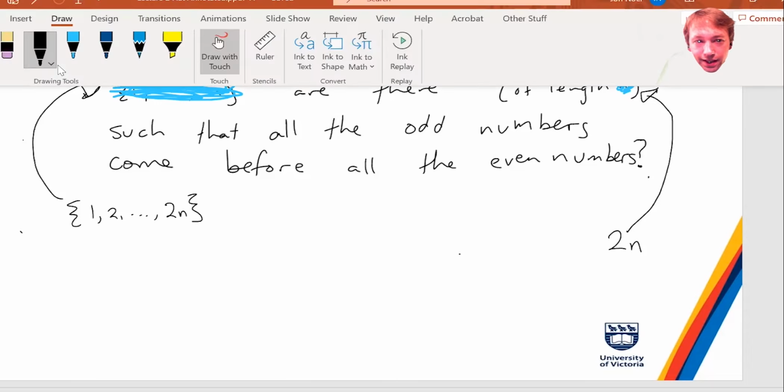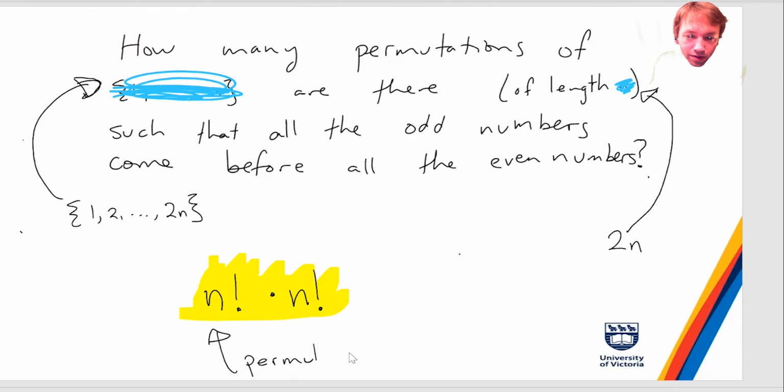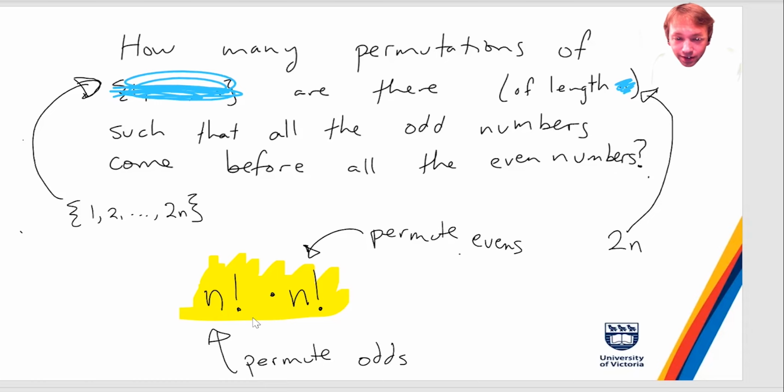Indeed, the answer is going to be n factorial times n factorial. There are n factorial ways to permute the odds, and n factorial ways to permute the evens, and we have to permute the odds and then permute the evens. Since we're doing this and that, it's again the rule of product, so it's n factorial times n factorial. If you didn't think of it this way and didn't use the rule of product, you might think there are n choices for the first one, n minus 1 for the second, until you run out of odd numbers, and then you have n choices when you get to the first even number, and so on.